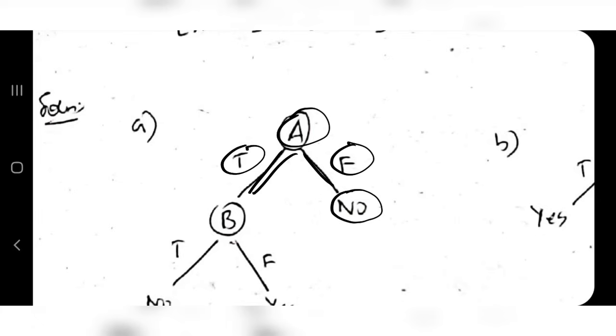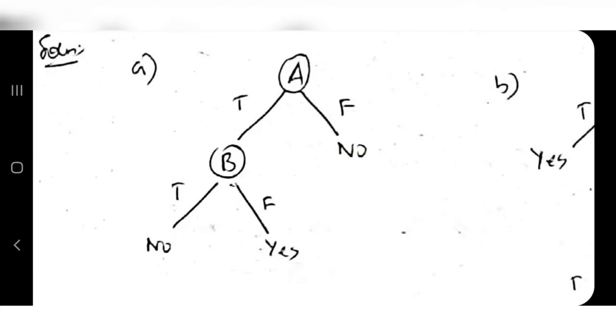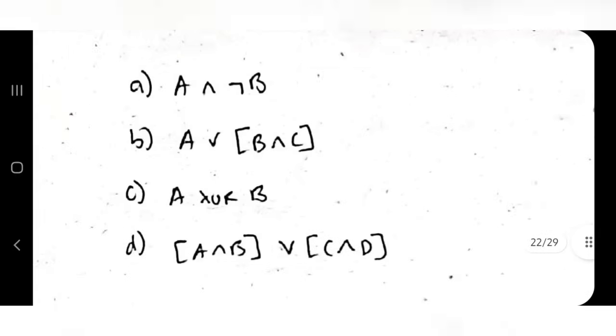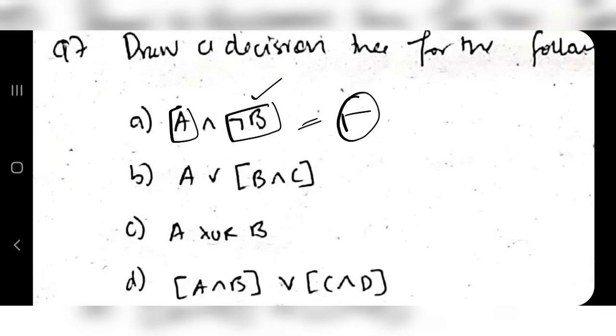If A is true and B is also true, at that time only, sorry, B is false because not B is given, right? If A is true and B is false, then only I will have yes. If B is true, I'll have no. I'll show you why. If B is true, then this will become false. The whole will become false, and anything AND false is nothing but false only. So I am getting a false value at the end when I took B as true, so I'll be writing there no.